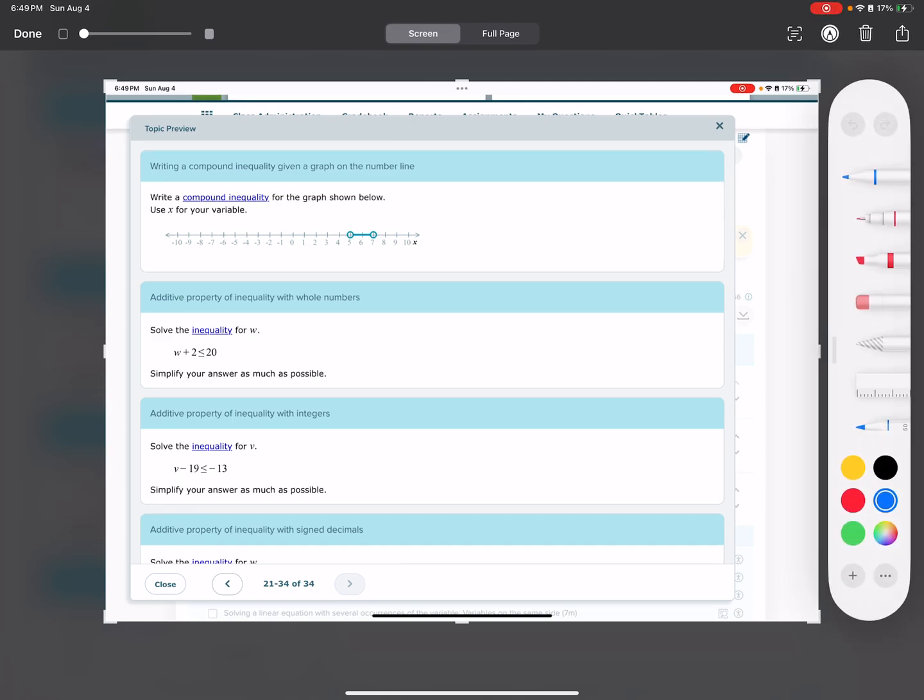Compound inequality given a graph on the number line. A compound inequality is just telling you I've got two endpoints, 5 and 7 here. And I see that they're open circles, so that means it's going to be less than. And then I'm just going to put x in between them. And that's it. If this was a closed circle, that's what it would look like.